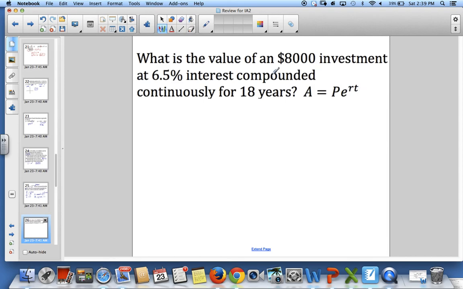We're doing it continuously. So A equals P, that's going to be 8,000, times e to the power of RT. R is 0.065 times t, which is 18. So when you do this in your calculator, you type in 8,000, and then you do second ln, and it's going to look like this.